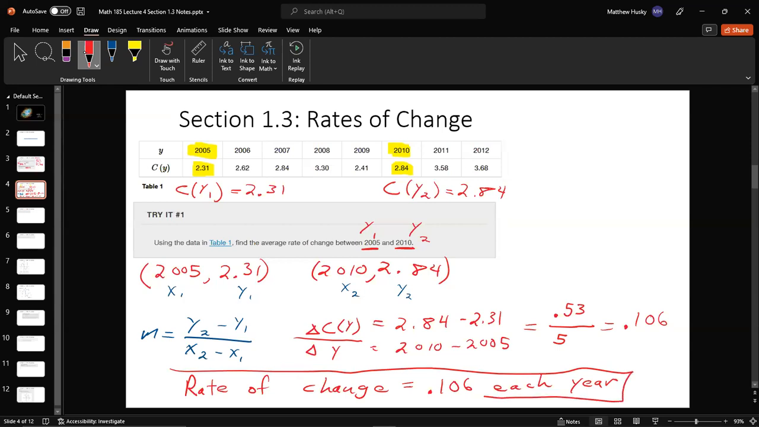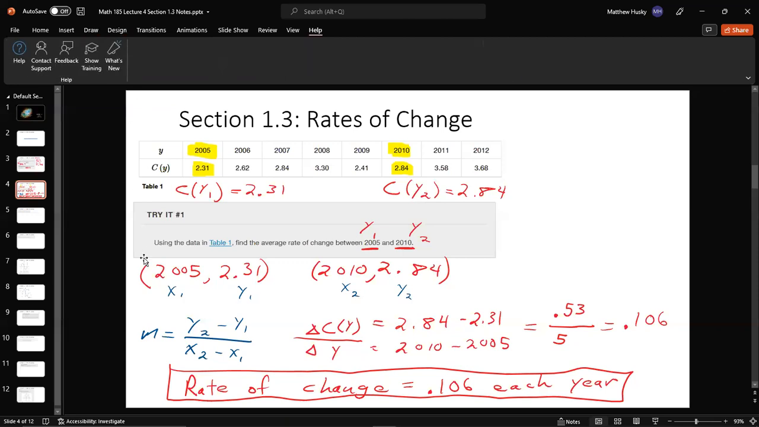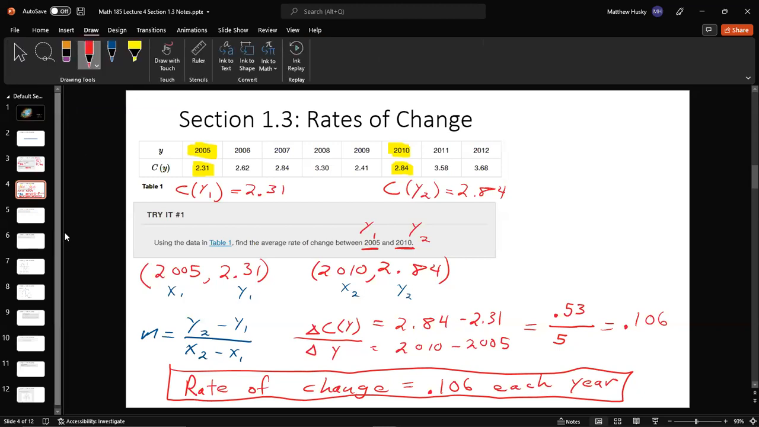So some of the notation and terminology may seem a little complicated, but like I said, if you've calculated a slope from algebra classes in years past, it's not really meaningfully different than that procedure. Okay. Let's see what else we have going on here.